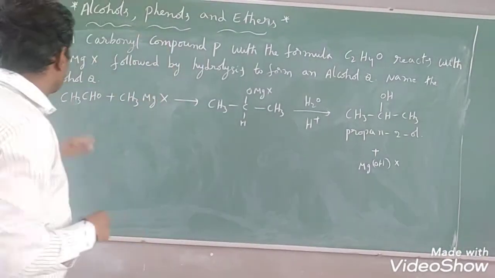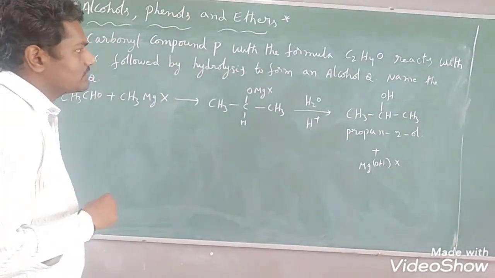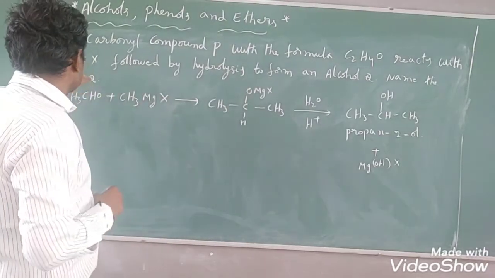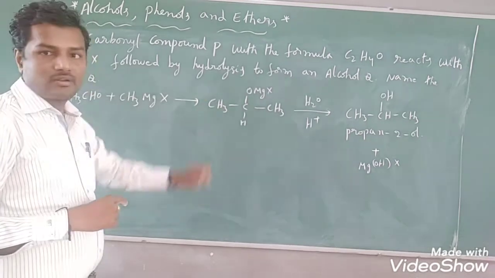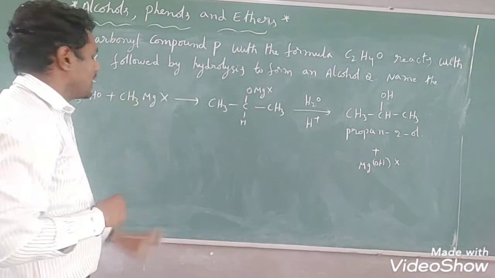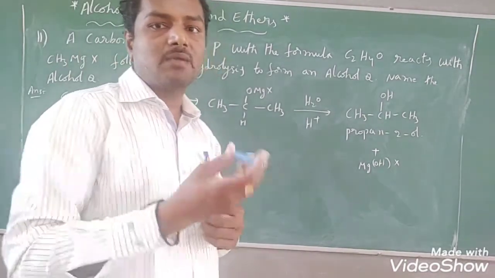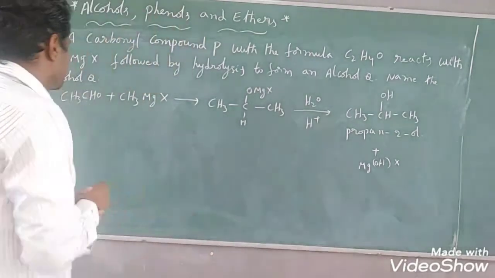Let us see, students, the next question. A carbonyl compound P with the formula C2H4O reacts with CH3MgX followed by hydrolysis to form an alcohol Q. Name the alcohol Q. Here we will get the alcohol. What is the name of that alcohol? We have to try to find out.